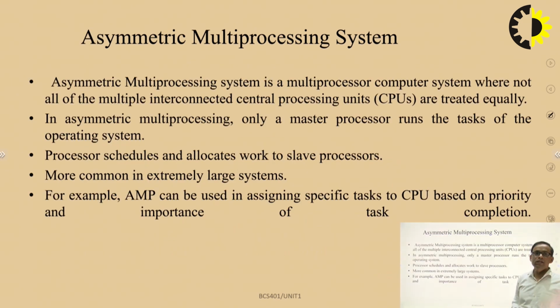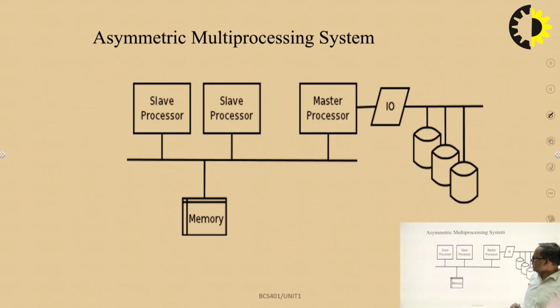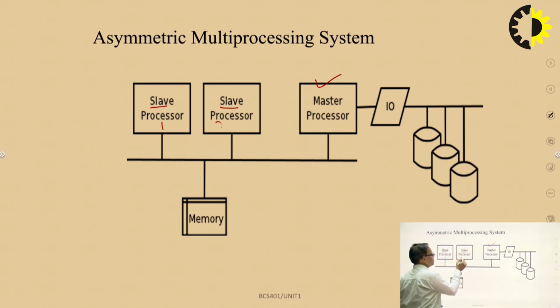Whereas in asymmetric multiprocessing, this is the basic diagram. In asymmetric multiprocessing, one processor acts as the master processor and the other processors act as slave processors. Suppose this is processor 1, this is processor 2, and this is our master processor. It is the responsibility of the master processor to assign tasks to the slave processors. In an asymmetric environment, the configuration may be different, or the master processor may be of higher configuration.